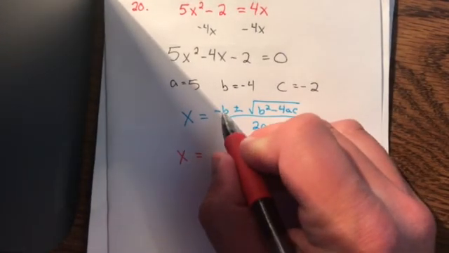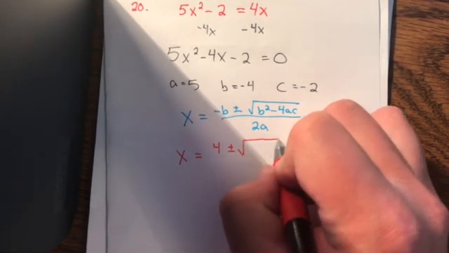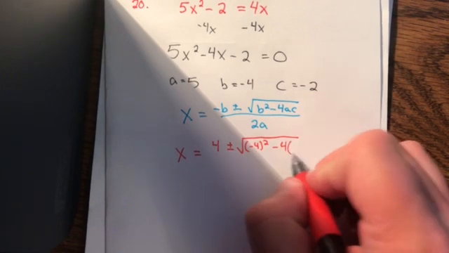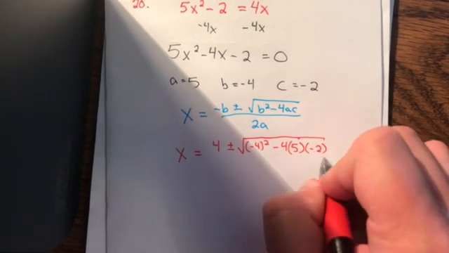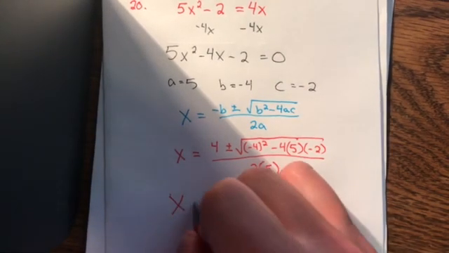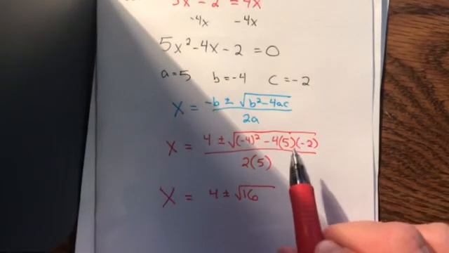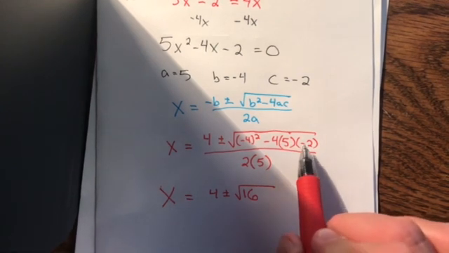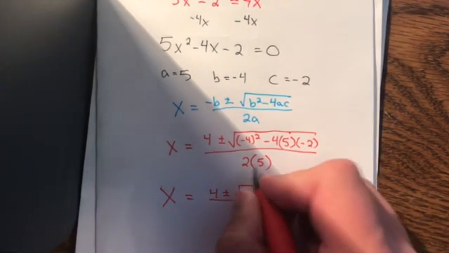Now we're making substitutions. X is equal to the opposite of b. The opposite of negative 4 is positive 4, plus or minus the square root of b squared, or negative 4 squared, minus 4ac, 4 times a, which is 5, times c, negative 2, all over 2a, or 2 times 5. X is equal to 4, plus or minus the square root of 16. 4 times 5 is 20. 20 times 2 is 40. I have a negative times a negative, so plus 40. All over 2 times 5 is 10.